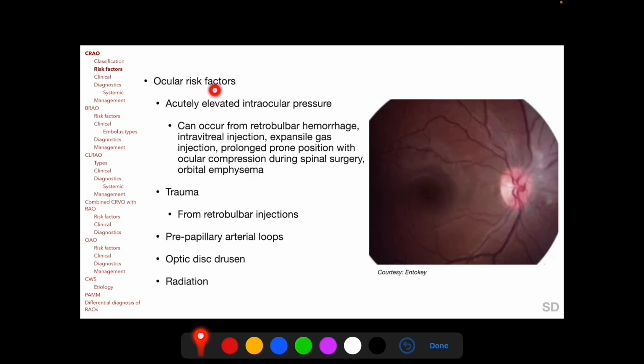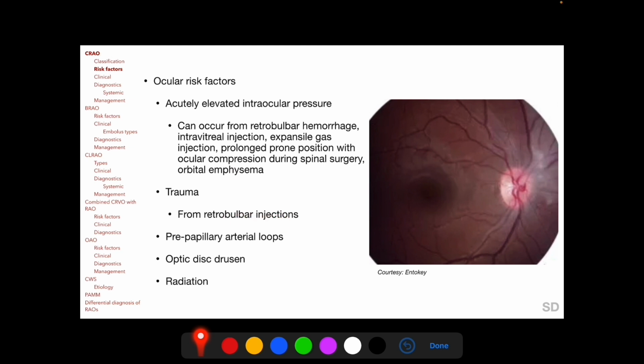Ocular risk factors for CRAO include acutely elevated intraocular pressure, which can occur from retrobulbar hemorrhage, intravitreal injection, expansile gas injection within the eye, prolonged prone position with ocular compression during spinal surgery, and orbital emphysema, usually due to trauma.